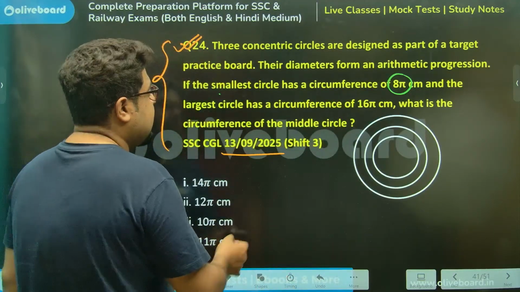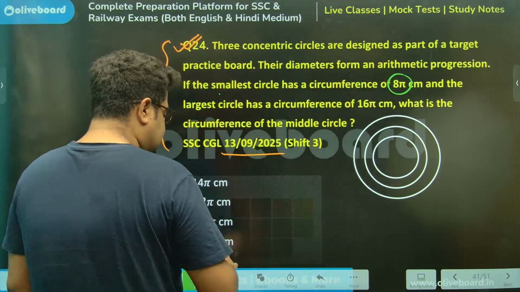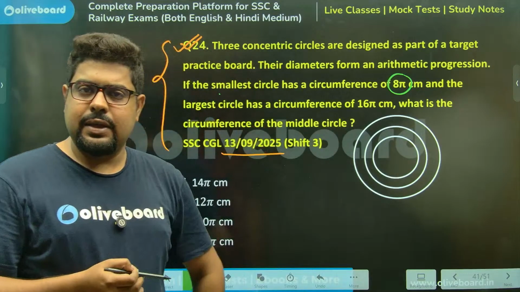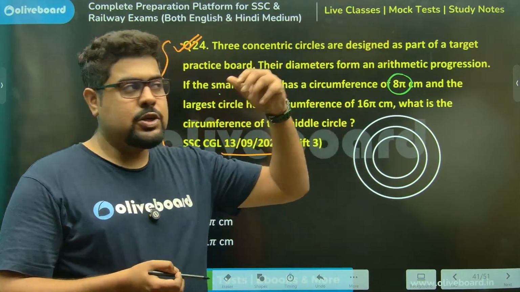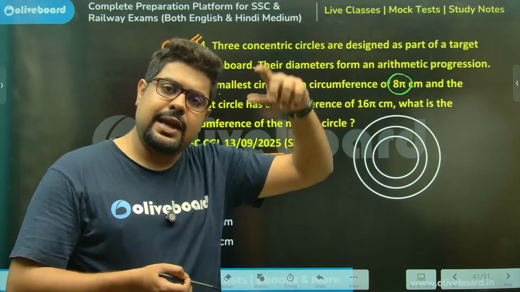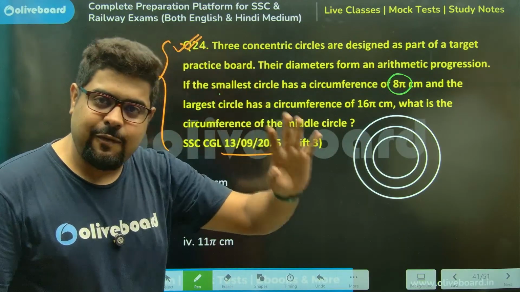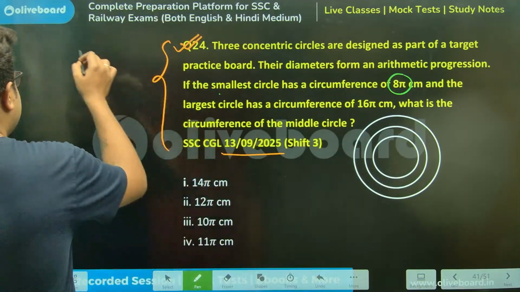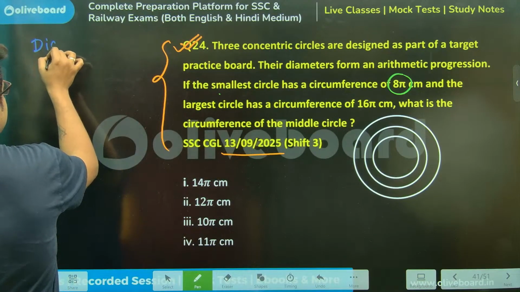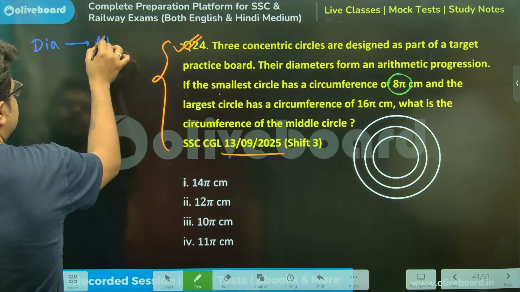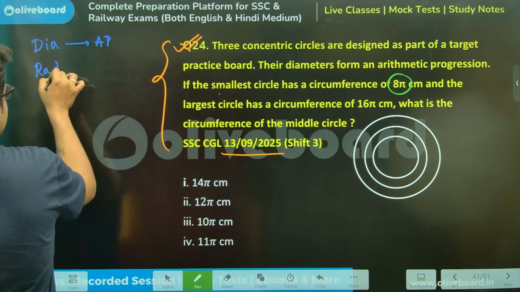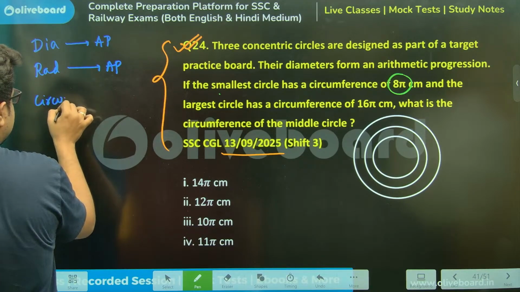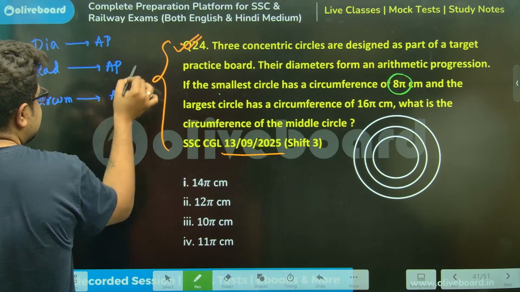Now, their diameters are in AP. Now, diameters being in AP, that means what? Meaning radius is also in AP, because diameter is double that of radius. So if diameters are in AP, radius is also in AP. And in fact, sir, their circumference is also in AP. It means their circumference is also in AP, sir.